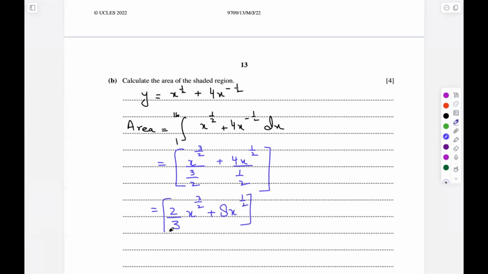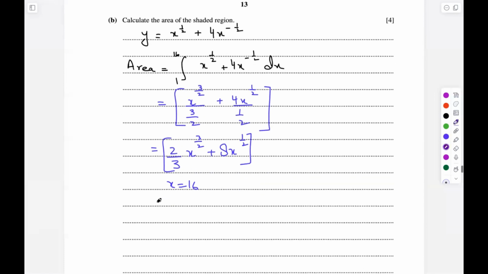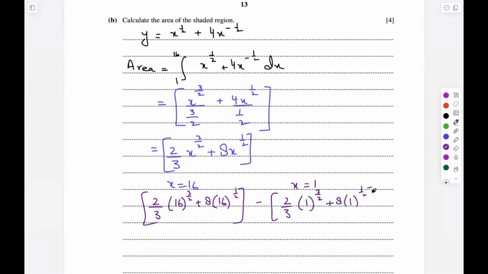Now substituting x equals 16 as the upper limit, this will become 2 upon 3 into 16 to the power 3 upon 2 plus 8 into 16 to the power 1 upon 2, and then subtracting it from the lower limit, which is x equals 1. So this will be 2 upon 3 into 1 to the power 3 upon 2 plus 8 into 1 to the power 1 upon 2.